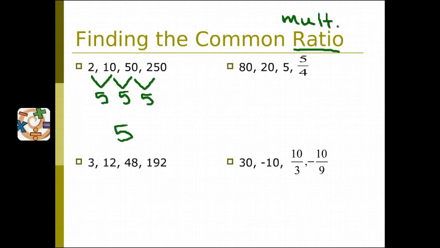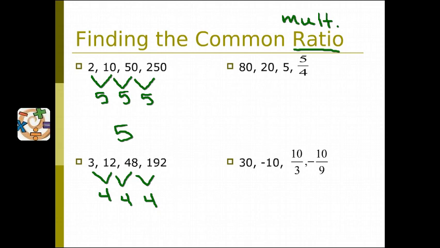In our second example, we're trying to see, how did we get from 3 to 12? Well, 3 times what gives you 12? 3 times 4 gives you 12. If 4 is our common ratio, we have to multiply by 4 to get to the next term in the sequence as well. 12 times 4 gives you 48. 48 times 4 gives you 192.